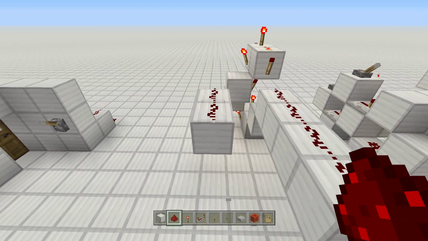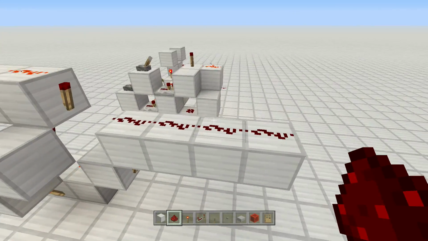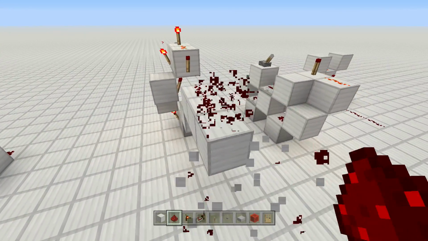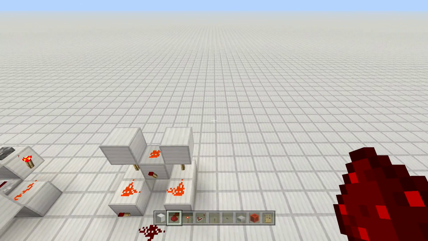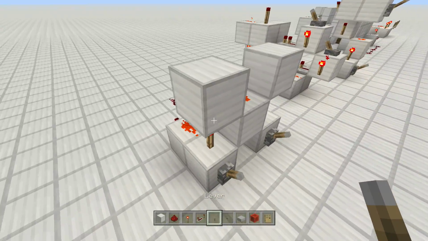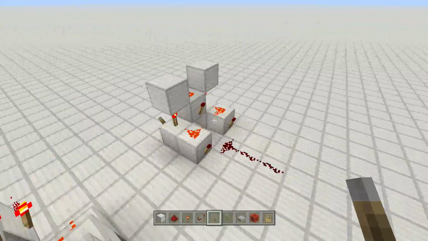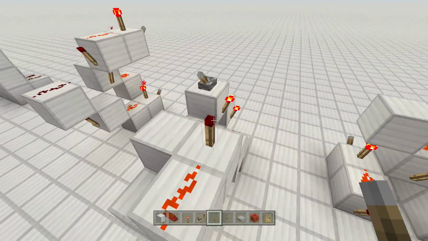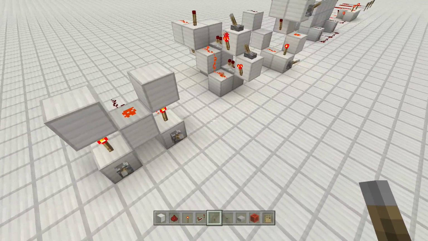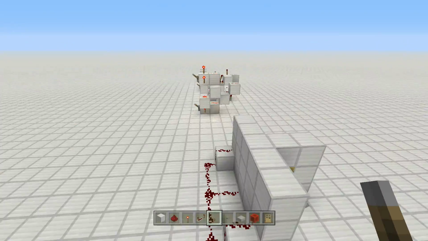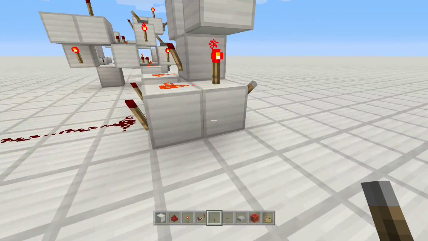If you guys don't know what busing is, it's just making a bunch of wires next to each other. That's what busing is. So third design, very good. Not as compact for computers as these ones, but very compact for your regular Minecraft usefulness stuff, for like a door or whatever you would like to use it for.